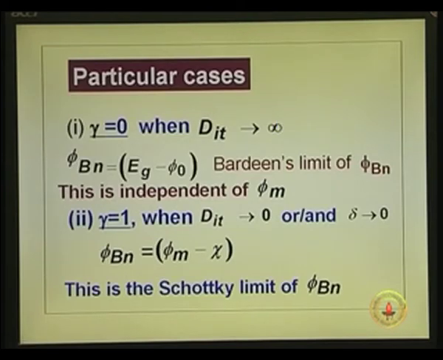So, there are two limits, one is Dit infinite, you get phi Bn is equal to Eg minus phi naught, that is Bardeen's limit. That is what Bardeen said, the whole thing is controlled by surface states. And Schottky limit, the guy Schottky, he said ideal surface phi m minus chi is the barrier height, phi Bn, that is the Schottky limit. Every time it is within the two limits. Now, the impact of this we will see when you go on seeing.